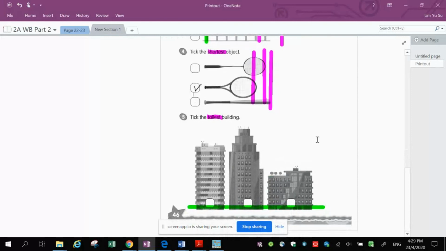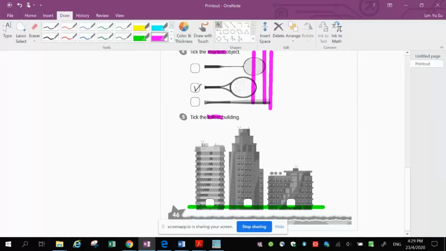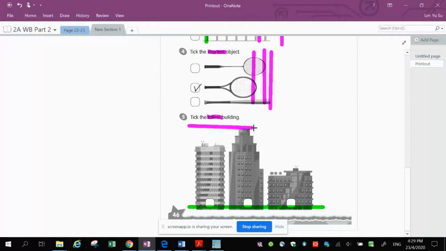And last of all, for the tallest building, it will be quite clear to see if you draw a line. Okay, so this is the tallest building.